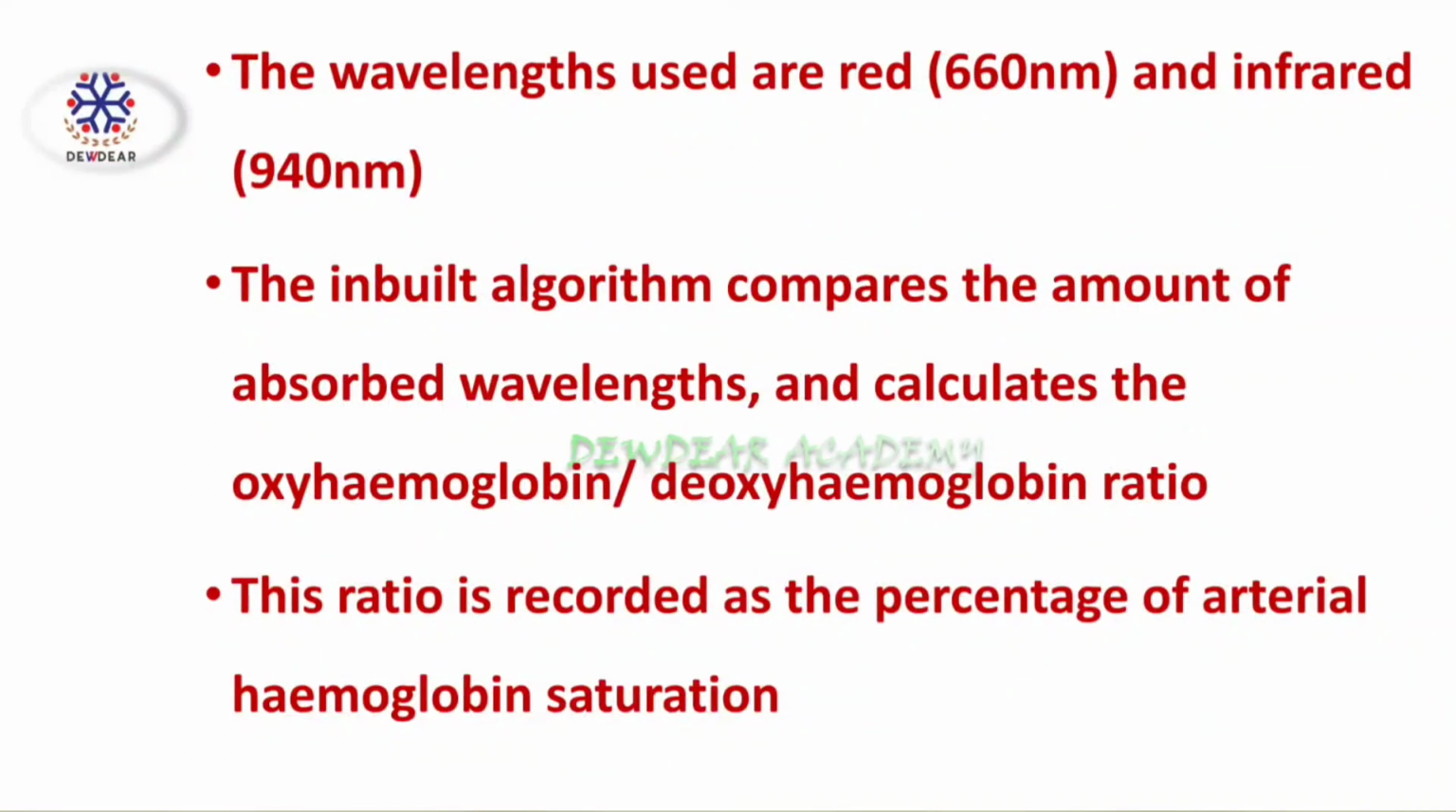The inbuilt algorithm compares the amount of absorbed wavelength and calculates the oxyhemoglobin to deoxyhemoglobin ratio. So this ratio is recorded as the percentage of arterial hemoglobin saturation, and thus we get the oxygen saturation, that is a percentage of oxygen saturation.